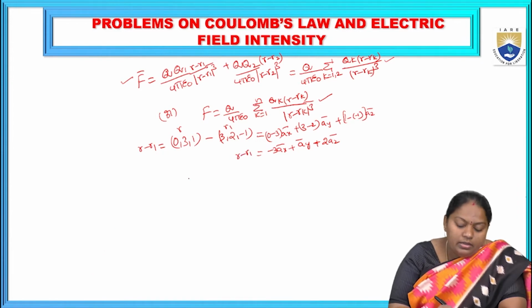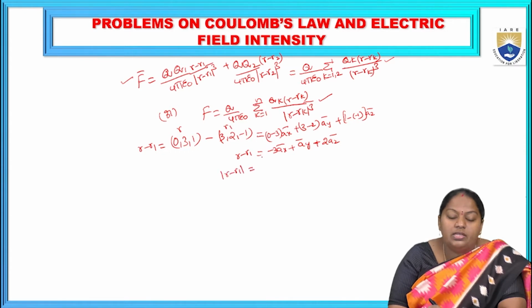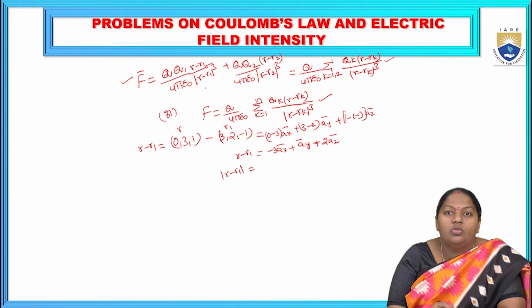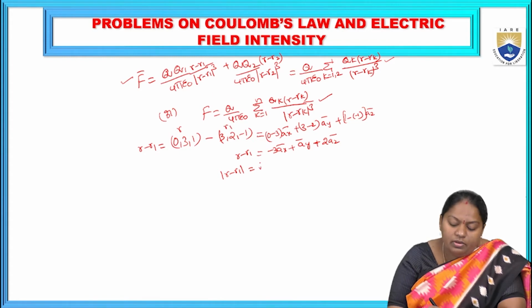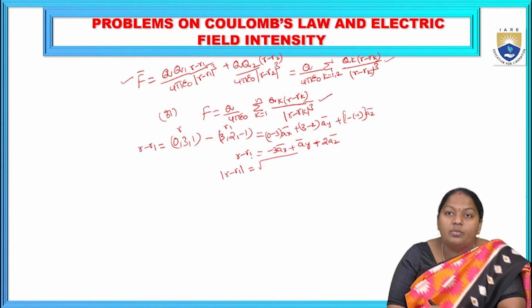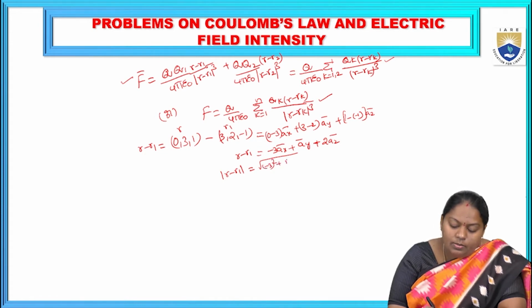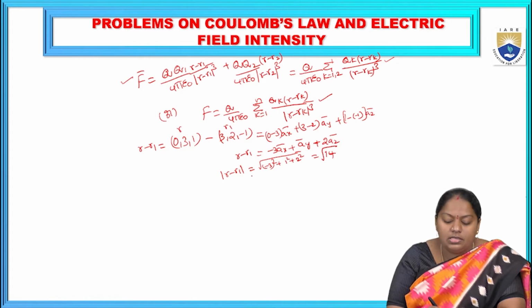Then from this we are going to find the magnitude, the modulus of R minus R1. Why? Because in the denominator we have the modulus of R minus R1. That's why we find the magnitude of the given R minus R1. To find the magnitude we consider only the magnitudes of the given vector: minus 3 whole square plus 1 square plus 2 square, which is 9 plus 1 is 10, 10 plus 4 becomes 14. That is root 14, the modulus of R minus R1.